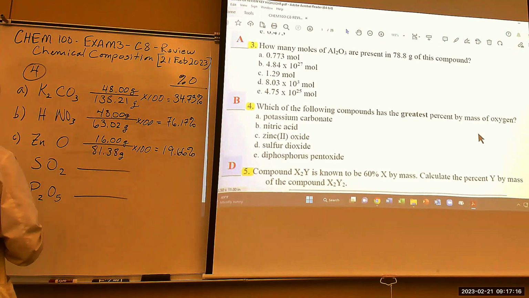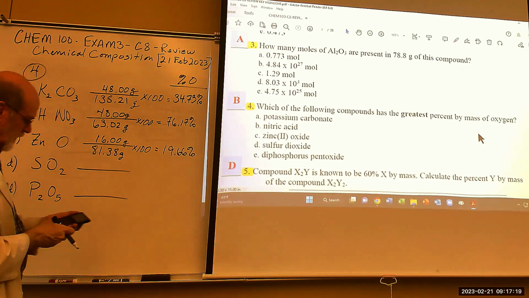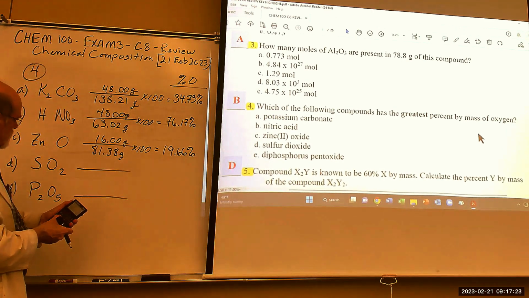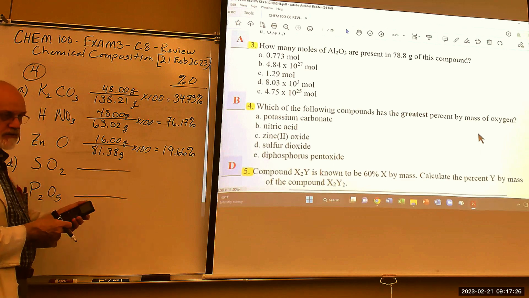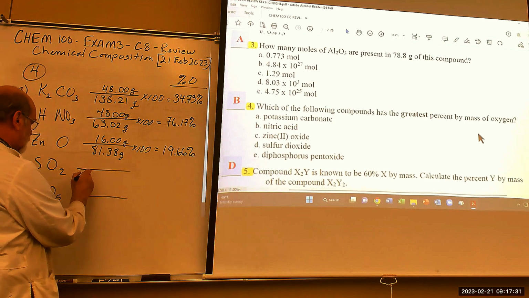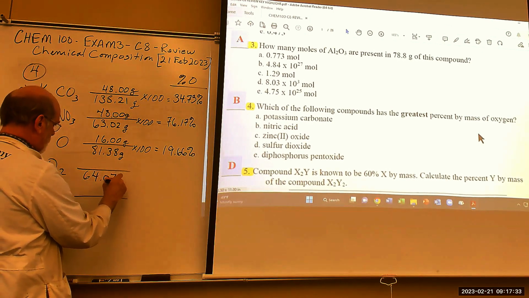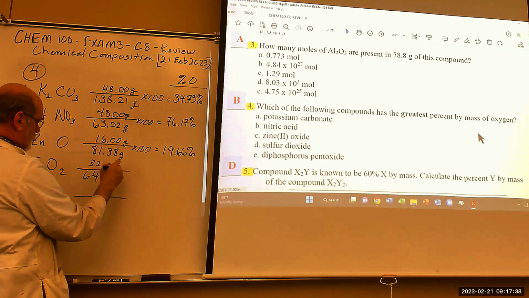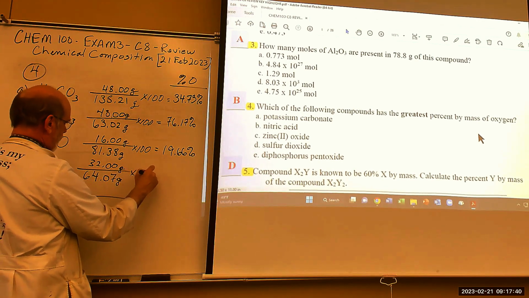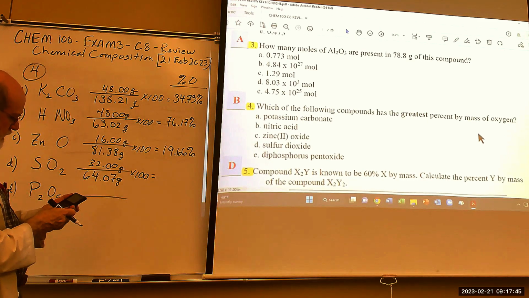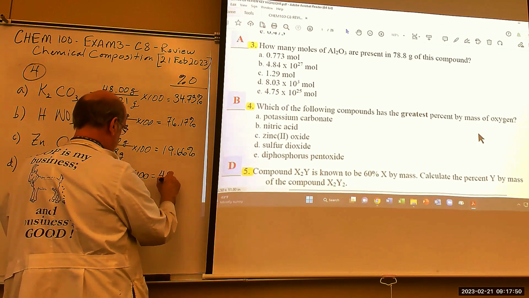Okay, sulfur. Sulfur is 32.07. I'm getting these numbers right off the periodic table. And 2 oxygens, which is 32, 16 times 2. 64.07 is total, and the oxygens are 32. So let's divide 32 by that number. And I get 49.95%.